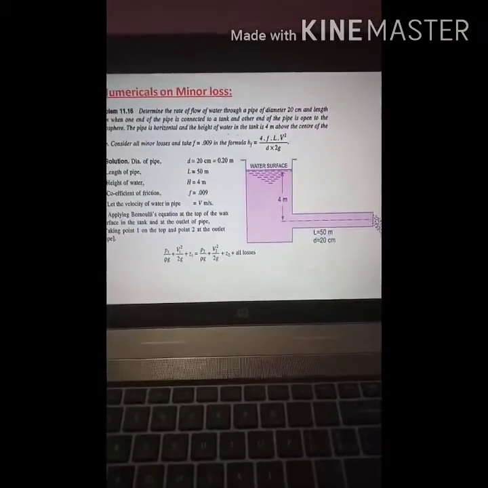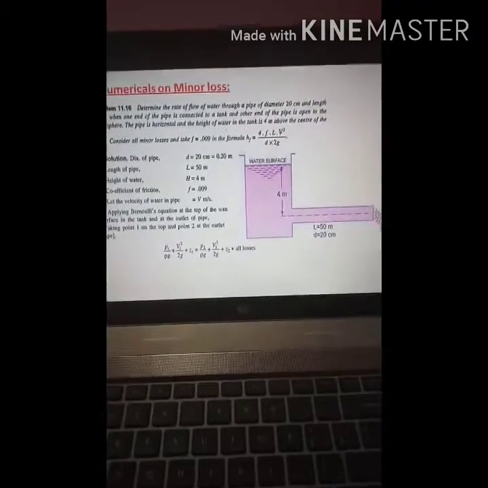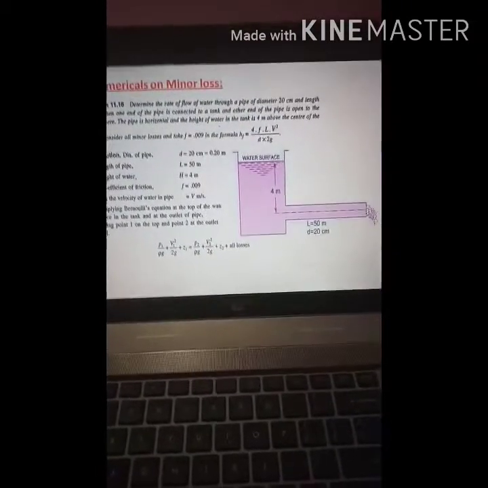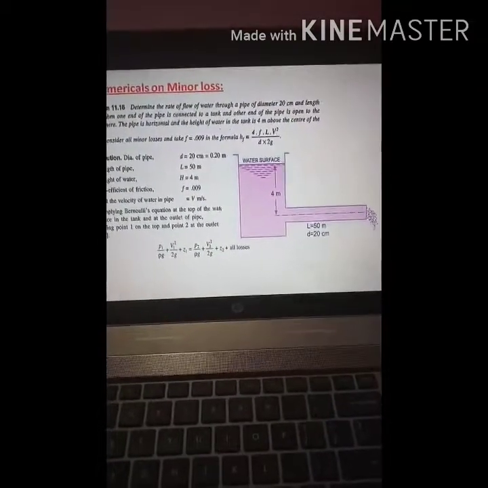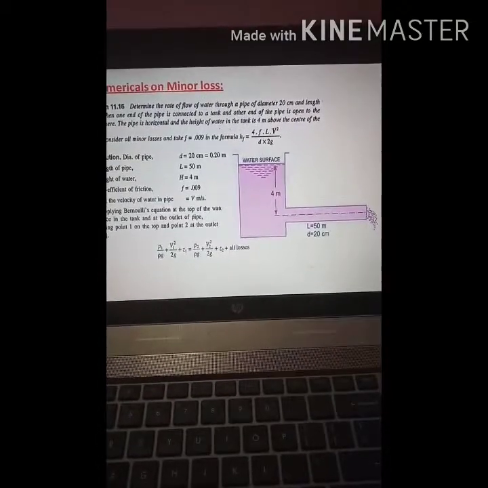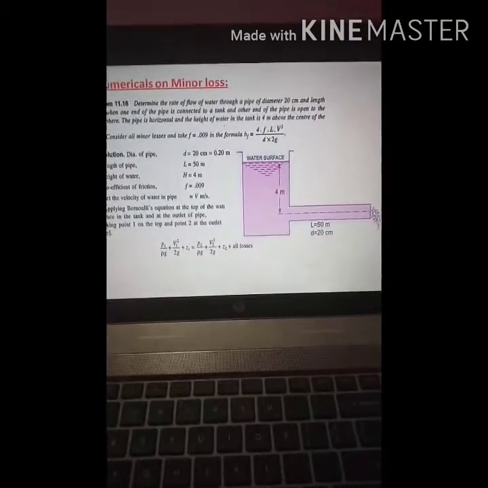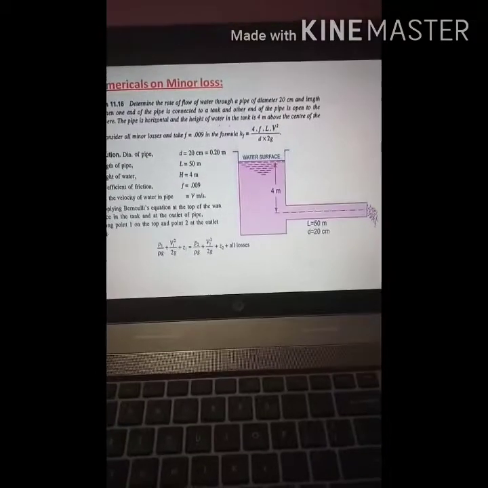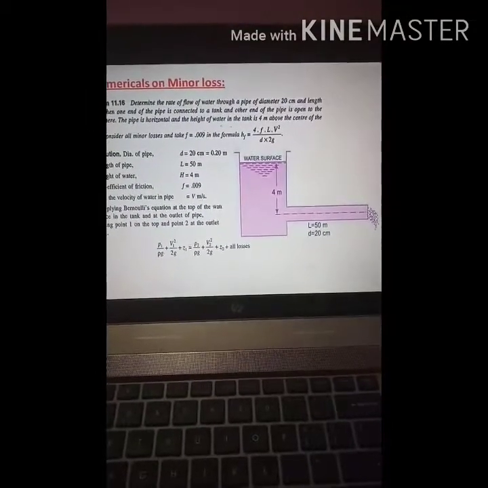Exit loss is also given by V square by 2g, so no need to take it again. We have already taken that loss into consideration inside Bernoulli's equation, so don't write the exit loss. Only the entrance loss and the loss of head due to friction, the major loss.